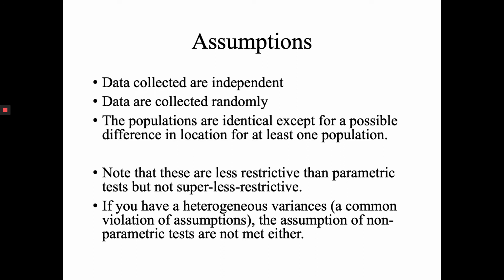The assumptions of these nonparametric tests are that the data collected are independent and they are collected randomly, but the place where you get into trouble or you get freed up is that the populations are identical except for a possible difference in location, i.e. the means or the medians are different. Note that these are less restrictive than the parametric test, but they're not super less restrictive because the two distributions have to have the same shape.